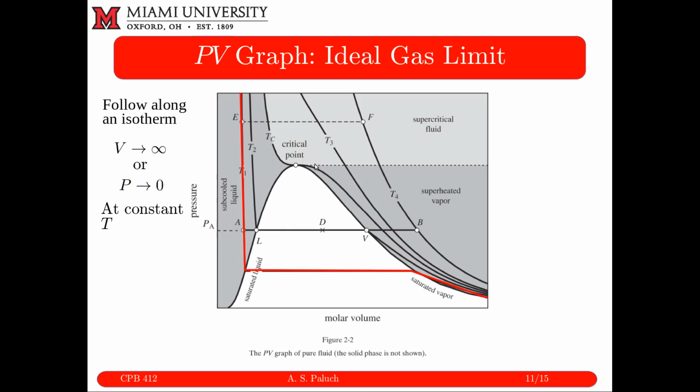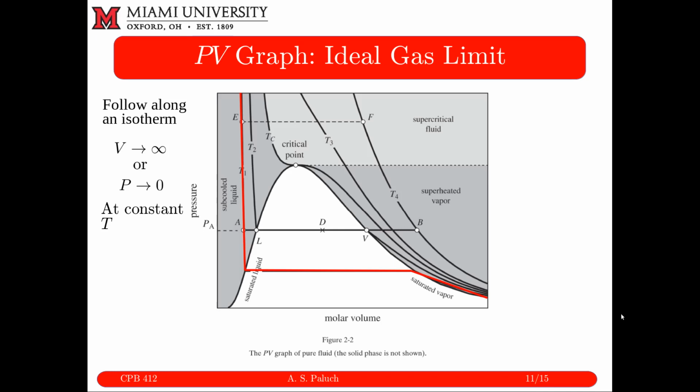The last thing we'll point out with our PV surface: if I look at an isotherm, these isotherms are lines of constant temperature. If I'm on an isotherm in the limit that my pressure goes to 0, remember this is low pressures to high, or my volume goes to infinity, which would push me way out to the right, we're going to approach ideal gas behavior.